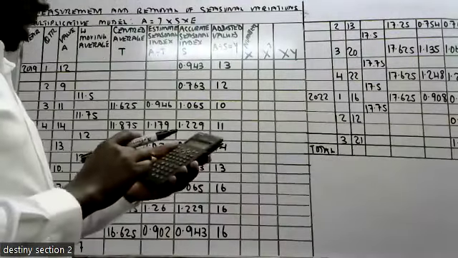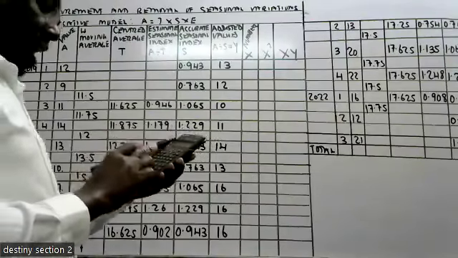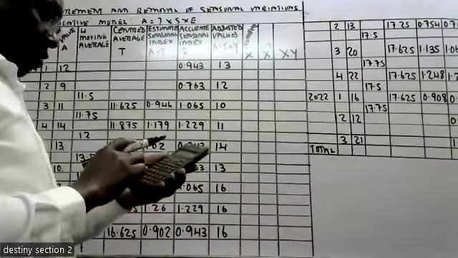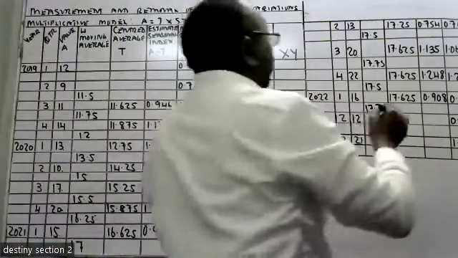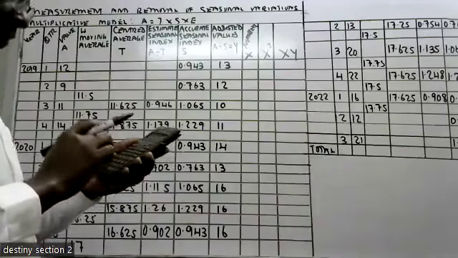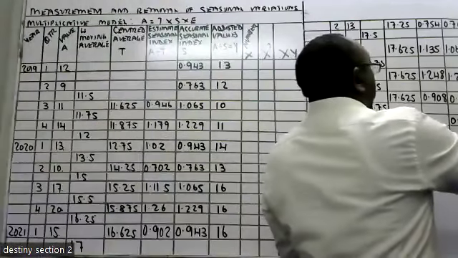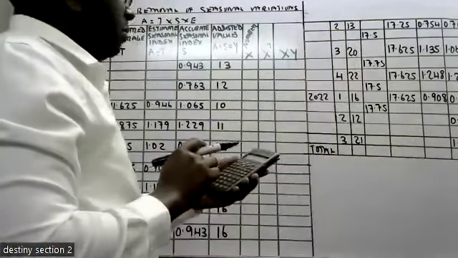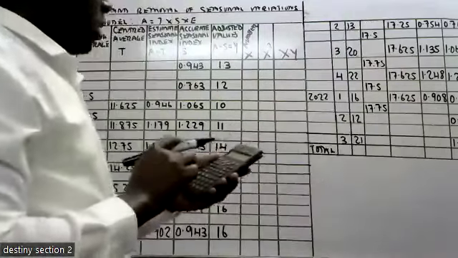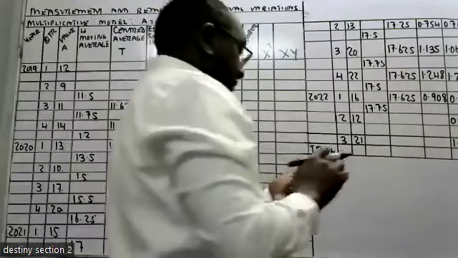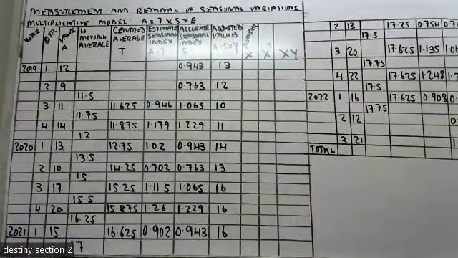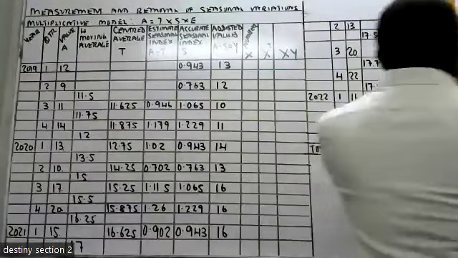20 divided by 1.065 is 19. 22 divided by 1.229 is 18. 16 divided by 0.943 is 17. 12 divided by 0.763 is 16. 21 divided by 1.065 is 20. Are you in agreement with those values?